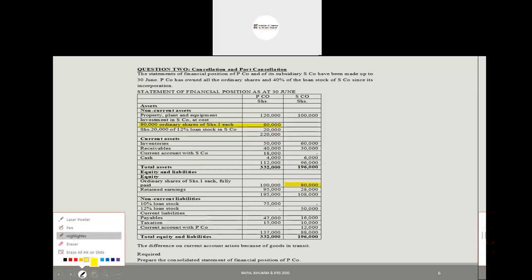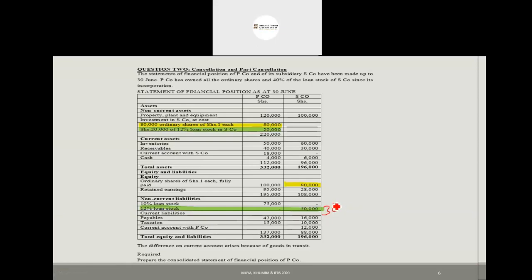I've noted these and the loan stock. This 20,000 loan stock should cancel out with the loan stock of the subsidiary. But notice there is some uncancelled amount amounting to 30,000. This now will appear as a liability when we finally consolidate.